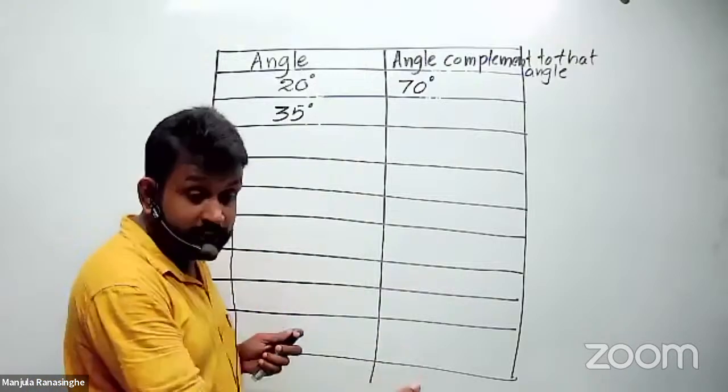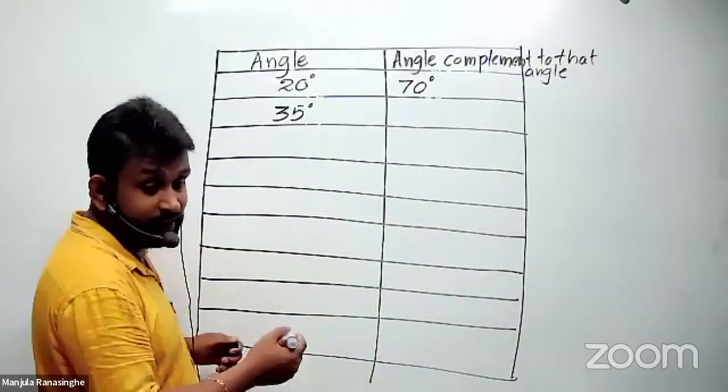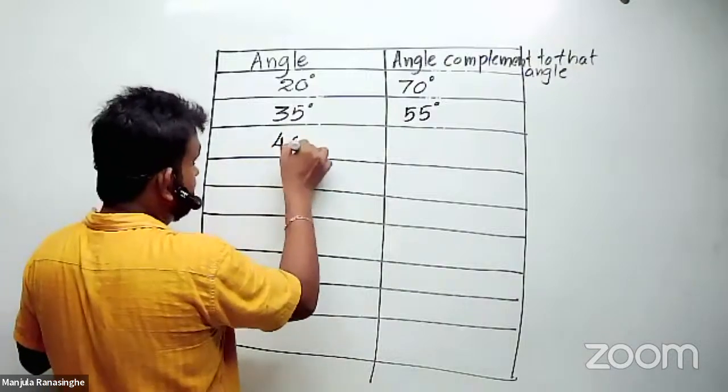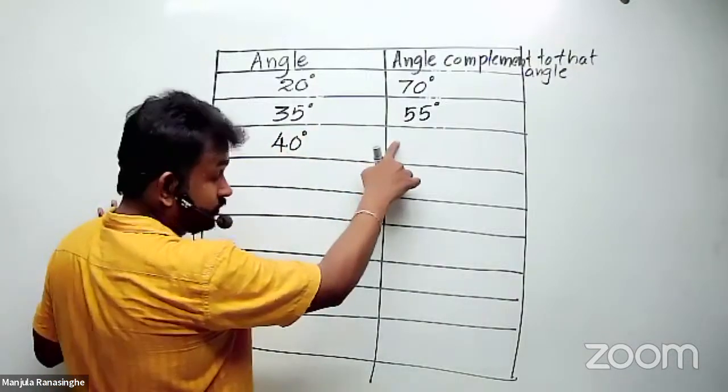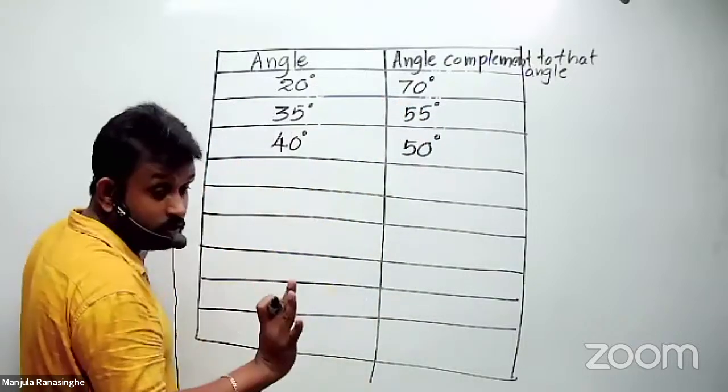35 plus 5 is 40, then 40 to 90 is 50, then 55. Okay? So 55 is the balance up to 90. Then here I have 40 degrees. What is the balance to 90? That is 50. Likewise, you have to complete it.